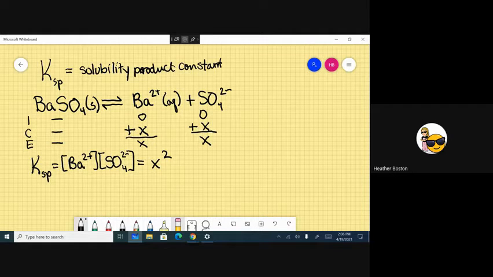So every single time you have two ions, you will have the same thing. Ksp will equal x squared.